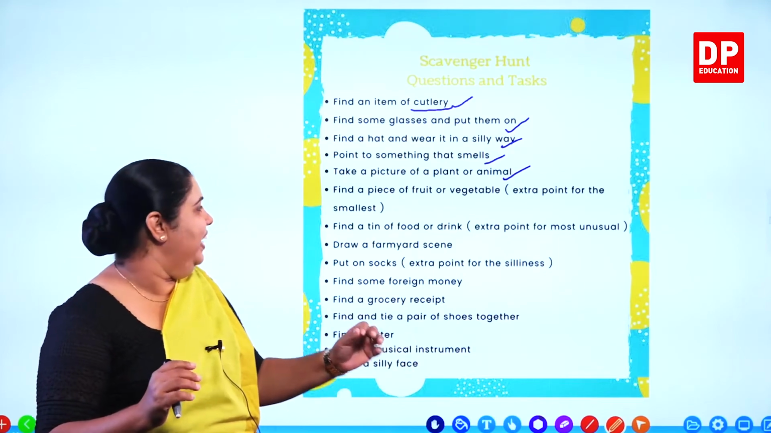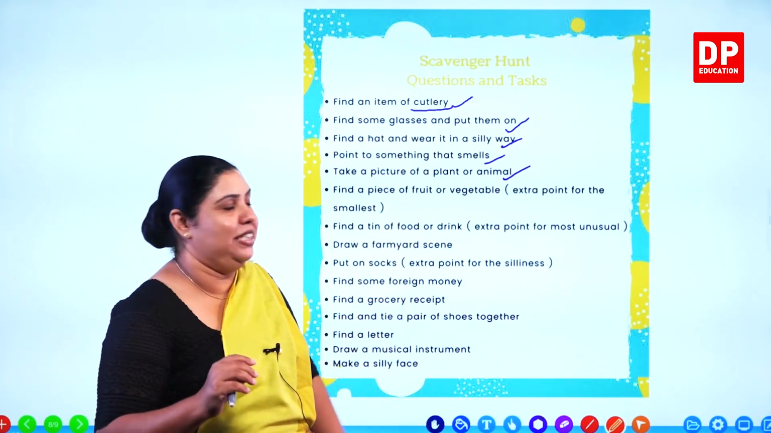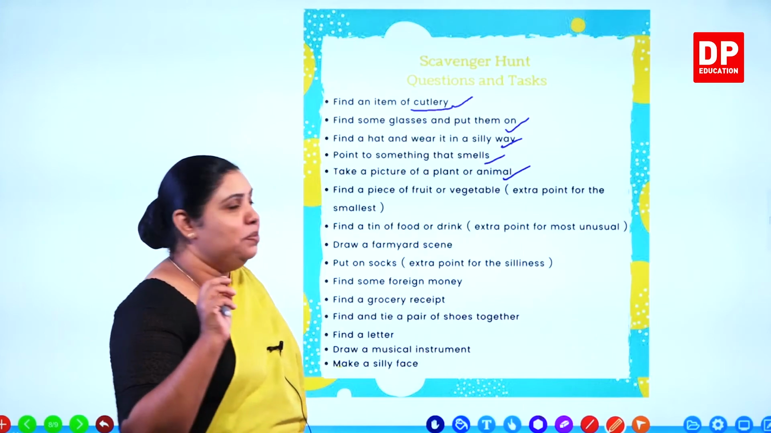You can add, right? Like this. Find a piece of fruit or vegetable. Extra point for the smallest.